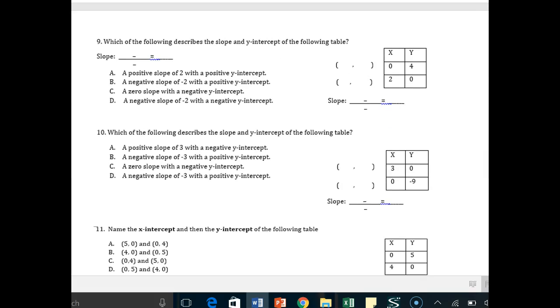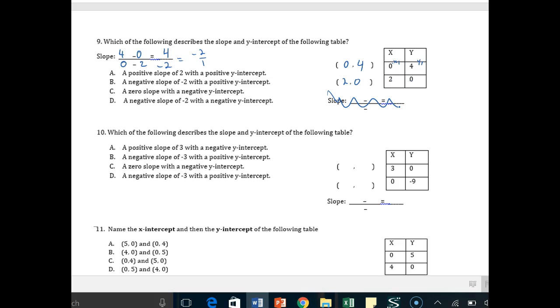Number 9, which of the following describes the slope and the y-intercept of the following table? So slope should be easy. We'll just go ahead and say 4 minus 0, because we have x1, y1. 4 minus 0, and then 0 minus 2 on bottom. We get 4 over -2, which is really -2 over 1, or -2. We could just plug these points in here like we did. I don't know why I had slope twice. I guess you only needed it once, so you don't need to do that.